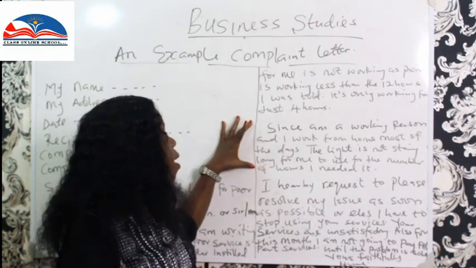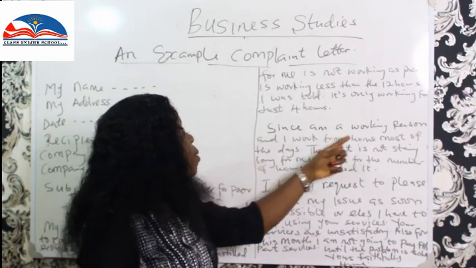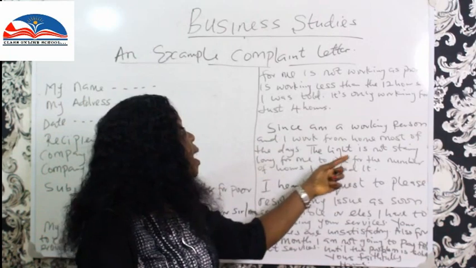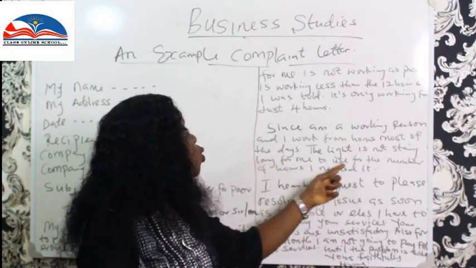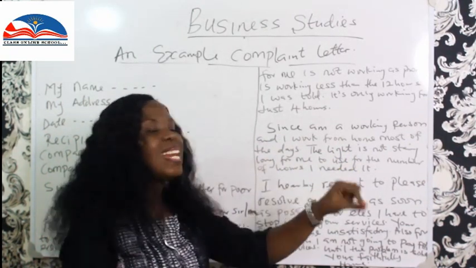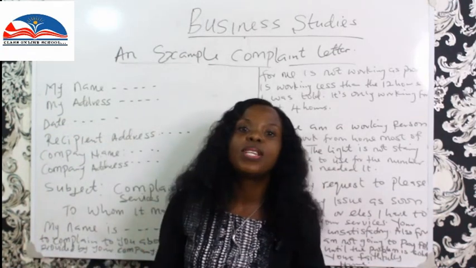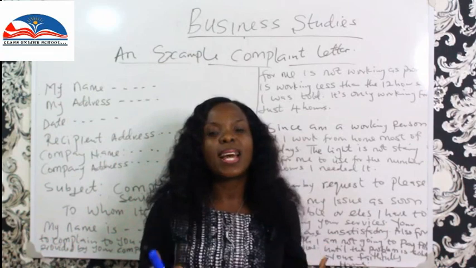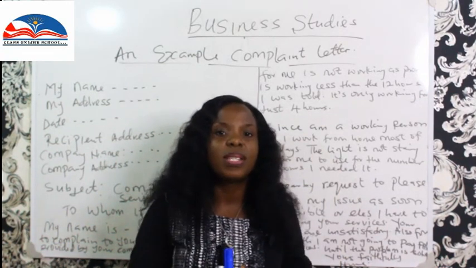Now the second paragraph goes thus. Since I'm a working person and I work from home most of the days, the light is not staying long for me to use for the number of hours I needed it. Now you are giving them the reason why you are complaining. You are giving them the reason why that service doesn't suit the promise they gave you.